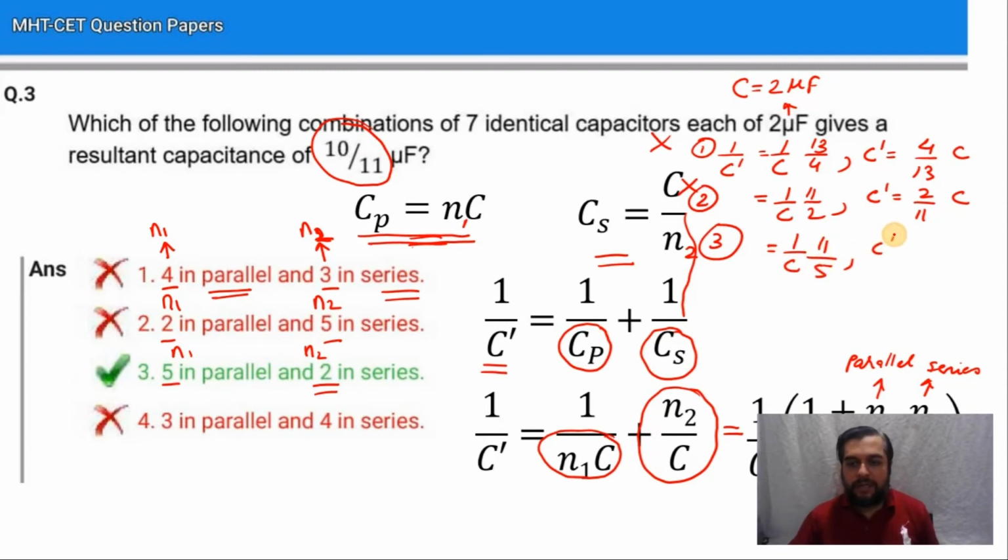इसको rearrange करके C dash लिखा, that will become 5 by 11 into C. What is C? C is 2. 2 5s are 10 upon 11. So 10 upon 11. Yes, this is the answer.